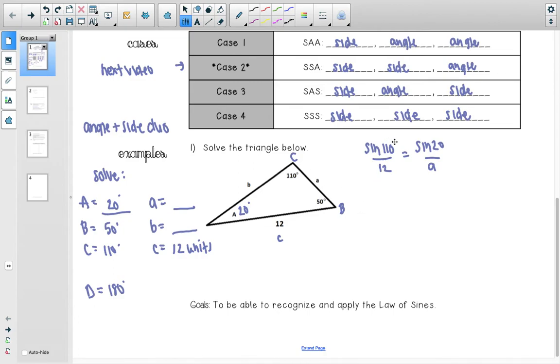Now, these are in degrees. That means your graphing calculator needs to be in degree mode. So make sure it's in degree mode, or you will get some really wrong answers, okay? From here, you're just going to cross multiply. So A times sine of 110 equals 12 sine of 20 degrees. Now, if you calculate this, hit equals, then divide it by the sine of 110, your rounding is going to be a little off. So I highly suggest doing it all at once. Okay, so you would divide by the sine of 110.